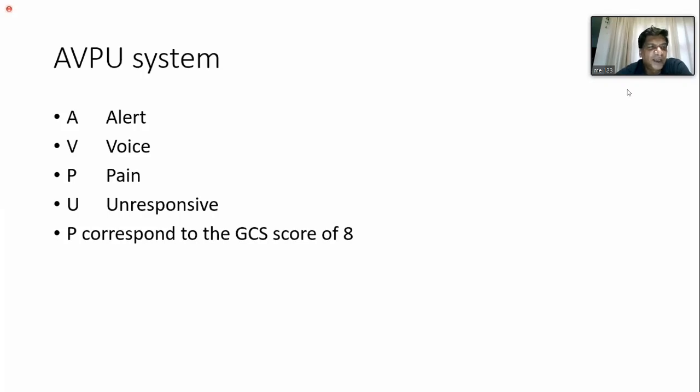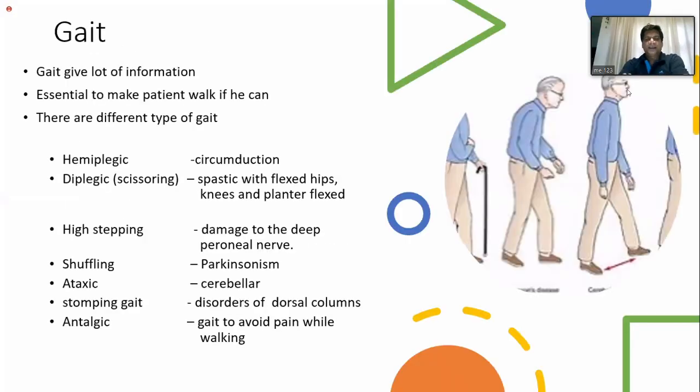So if you take the Glasgow Coma Scale and AVPU together, a Glasgow Coma Scale of 8 corresponds with the pain response. So if she is only responding to pain, that indicates you need to go and protect the airway. Right? So P corresponds to the point of 8. So that's the importance of the AVPU system. Right? That is the general idea about the central nervous system examination. Right? So then we have to go on to the gait.